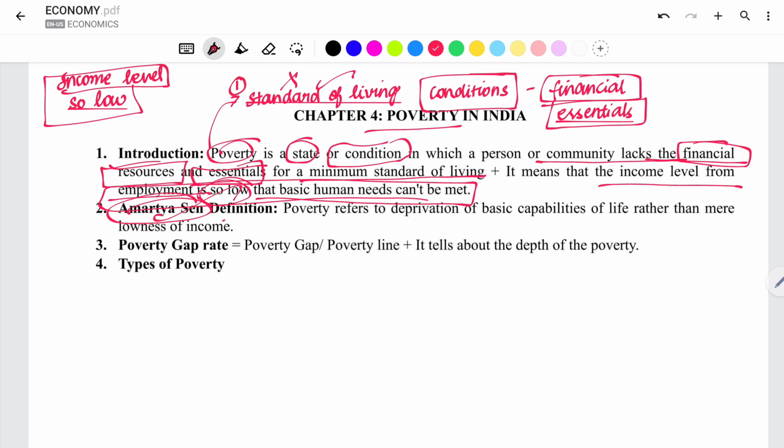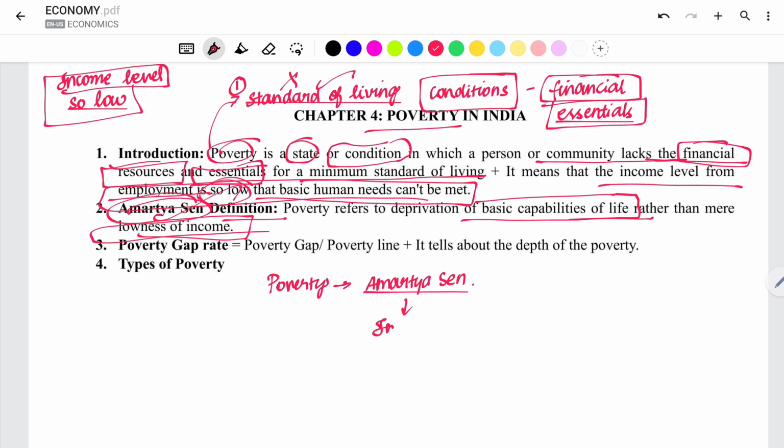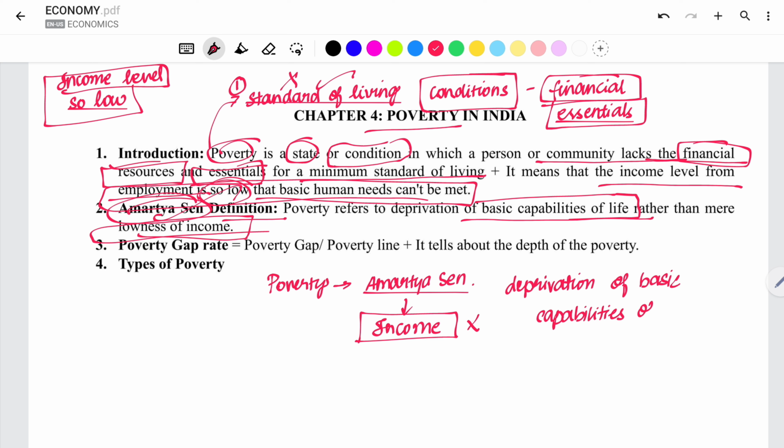Amartya Sen has a definition of poverty. Next, we have to see the poverty definition by Amartya Sen. Poverty is deprivation of basic capabilities of life rather than mere lowness of income. Instead of focusing on the income, why is Amartya Sen's definition important? Poor means they have low income, right? Instead of focusing on the income, there is a deprivation of basic capabilities. They can't do basic things in their life.